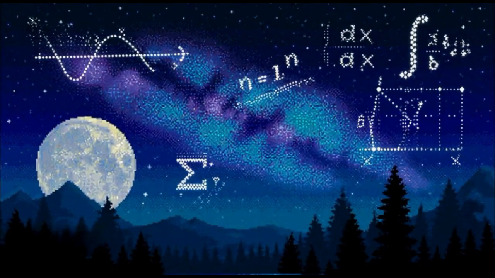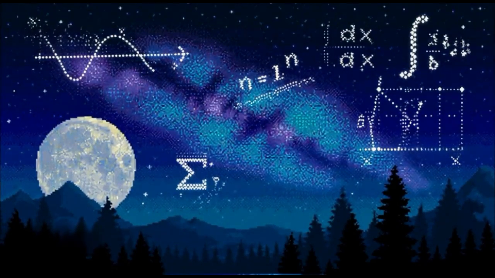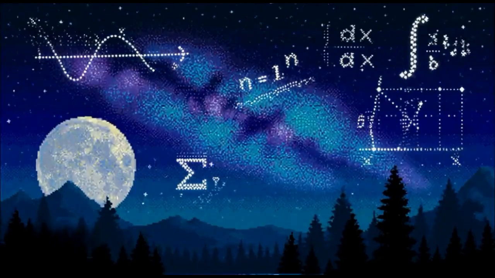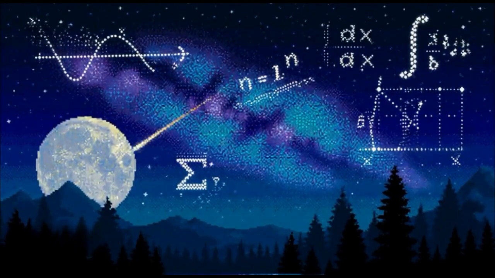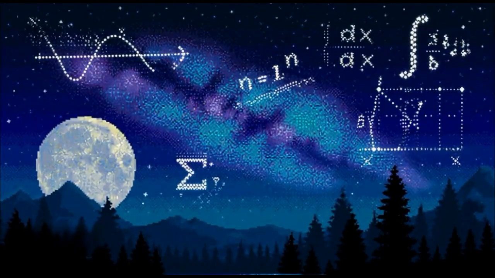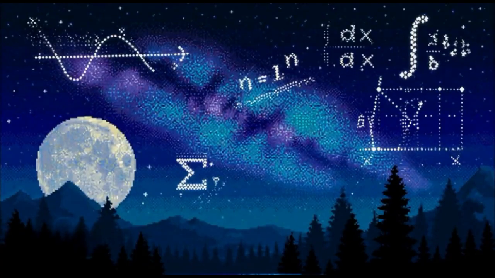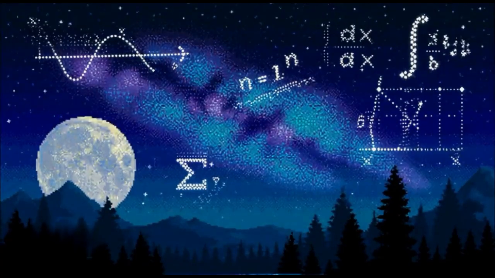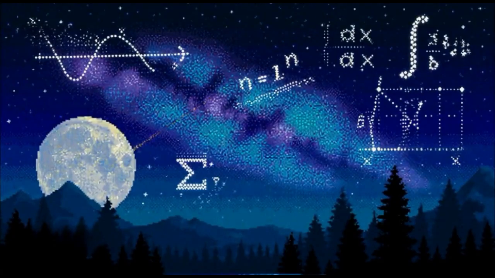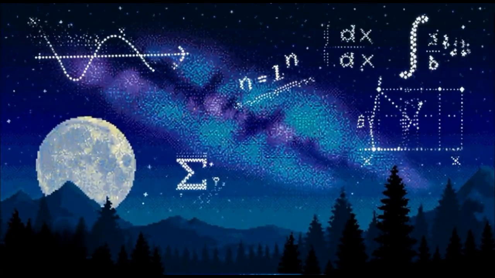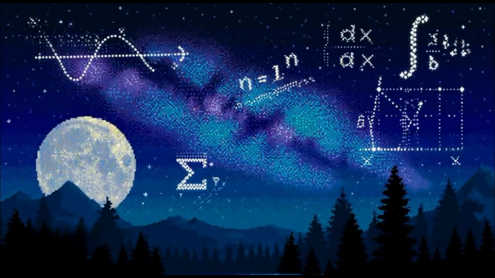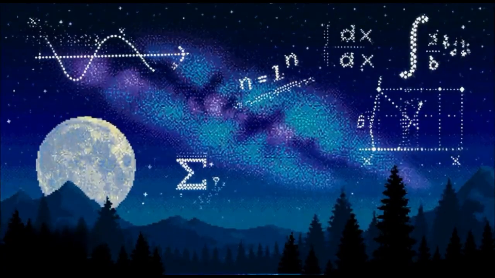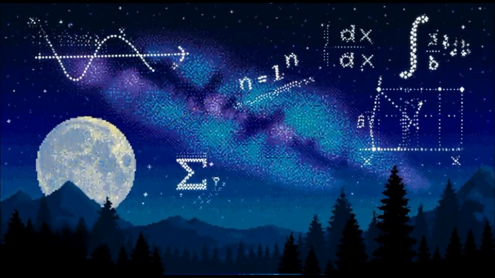Contrast this with the integral from 1 to infinity of 1 over x dx, which equals the limit as b approaches infinity of the natural log of x evaluated from 1 to b. This equals the limit as b approaches infinity of natural log of b minus natural log of 1. Natural log of 1 is 0, but natural log of b approaches infinity as b approaches infinity. So this improper integral diverges.